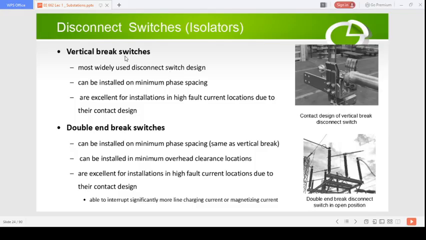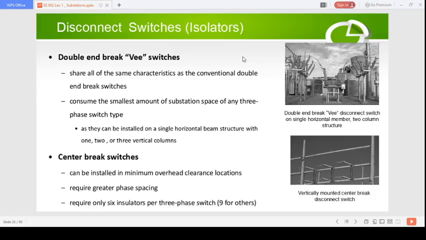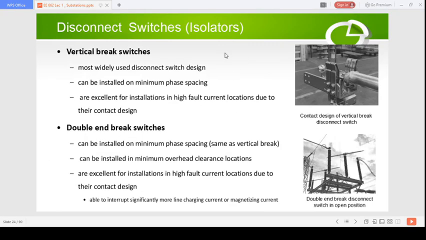So you have the vertical brake switches. These are the most widely used disconnect switches. They can be installed on minimum phase spacing. That means, unfortunately today with this PowerPoint I can't draw, but you have these three phases, phase A, B and C. With this type you need the minimum distance between phases, because it operates vertically upward.